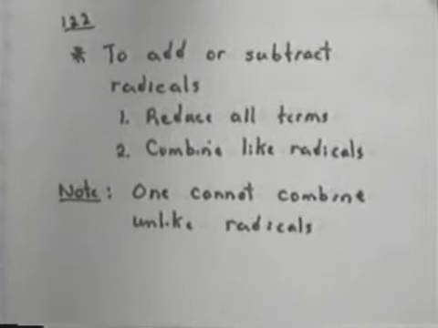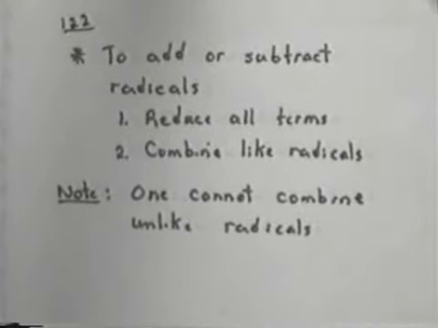Let's remember how you do it. So I'm going to put a star and give you the rule to add or subtract radicals. The first thing you want to do is to reduce all terms. So to add or subtract radicals, the first thing you do is reduce all terms. Then the second thing, you combine like radicals. And note, one cannot combine unlike radicals.